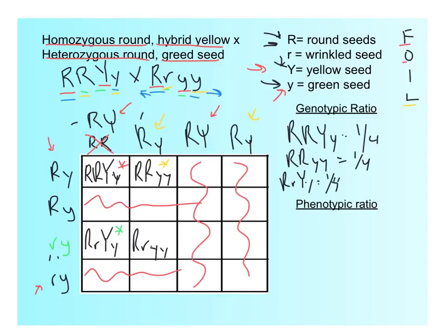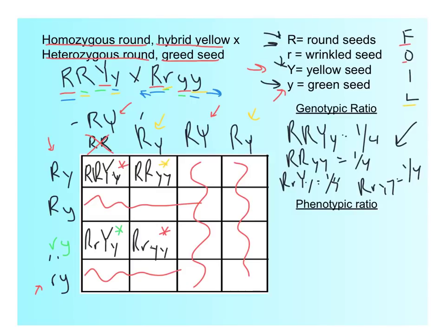We got one left. The last one is this guy right here. Big R, little Y, little Y. And of course, there's only one of those. So big R, little Y equals one out of four. Now, if you always count those up, it should always equal all of them. Should it equal 4 out of 4, 16 out of 16, 8 out of 8, whatever.